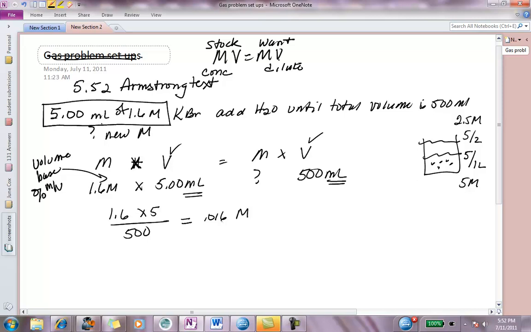Look for the "of," that will be one side of the equation, and you will be solving for either a new molarity or for the total volume that you need to make. They may tell you what the new molarity is, and you will need to figure out how much to dilute it to. Another note is you are diluting it up to 500 milliliters. You are not adding 500 milliliters to this, but 500 milliliters is the total volume.